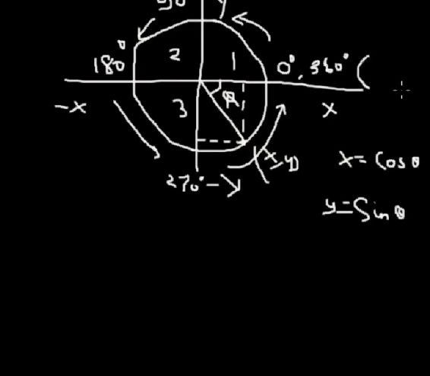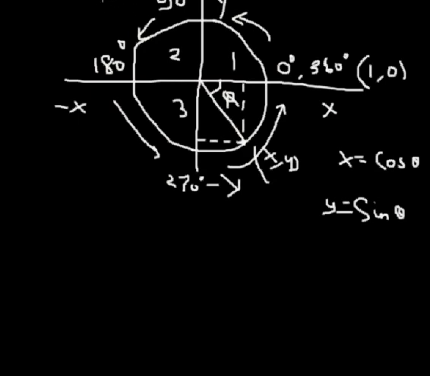First, for 0 degrees, the x value is 1 and the y value is 0. You can see that, right? So the x value is 1 because the radius is 1. So the length along the x-axis is 1, and y is 0.